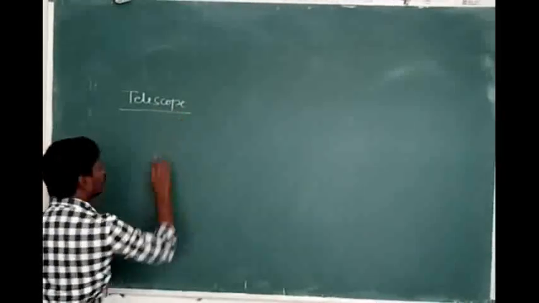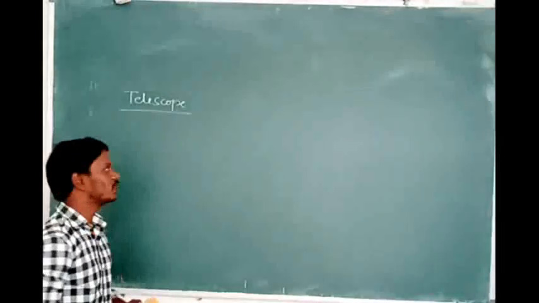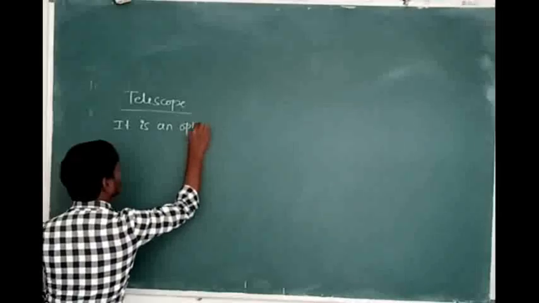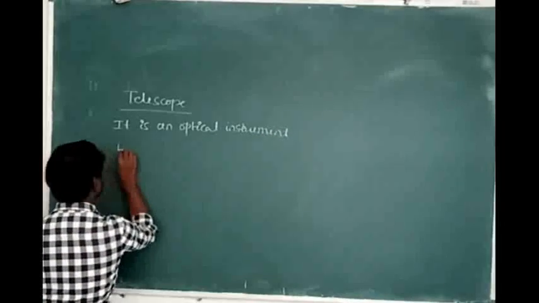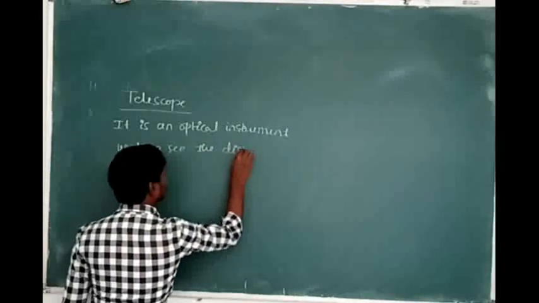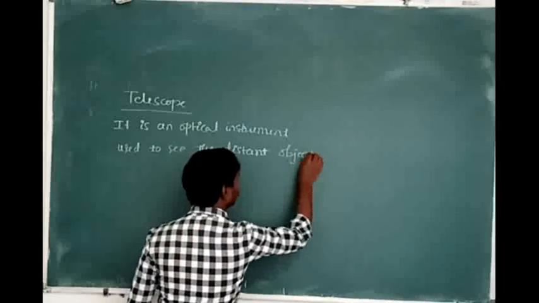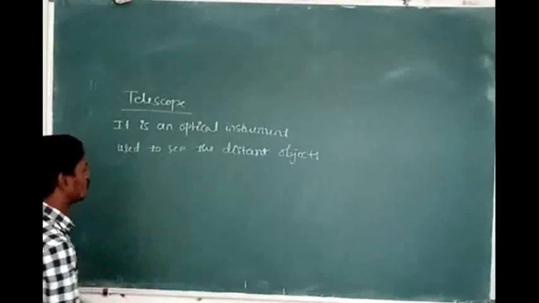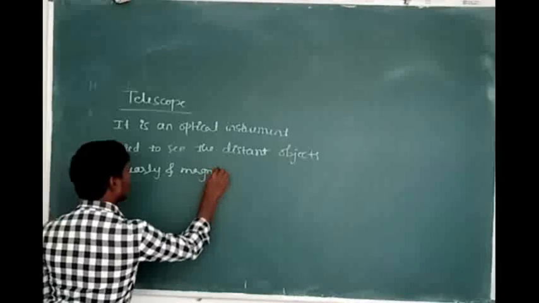So, what is a telescope? A telescope is an optical instrument used to see distant objects clearly and magnified. The distant objects like celestial bodies, sun, stars, planets, and so on, and also trees, houses, or the earth. It is an optical instrument used to see the distant objects clearly and magnified.